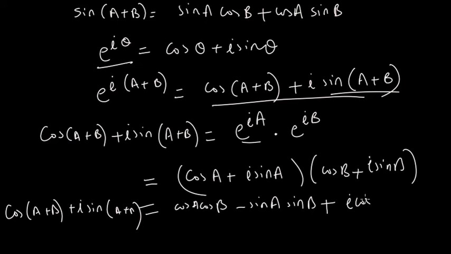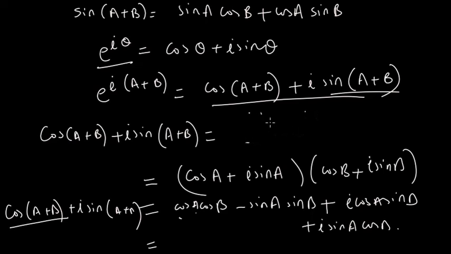Iota cos a sin b, right? And this will be iota sin a cos b, okay? Now if I take this common out, the real term will be cos a cos b minus sin a sin b. So comparing this, I get cos(a plus b). Yeah, so I will rub this. Comparing this, we get what?